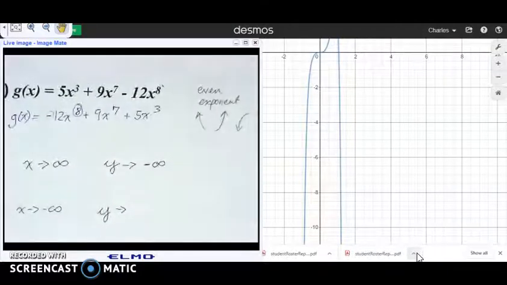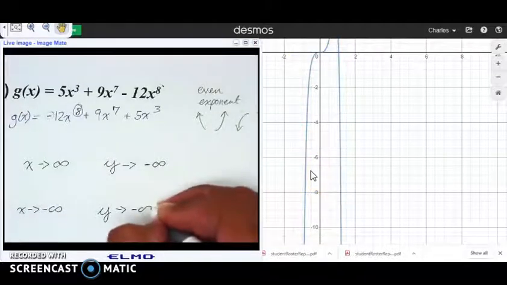And the same thing is happening on the left side. As it's going to negative infinity on this side over here, it's still going down forever. So it's still going to negative infinity.